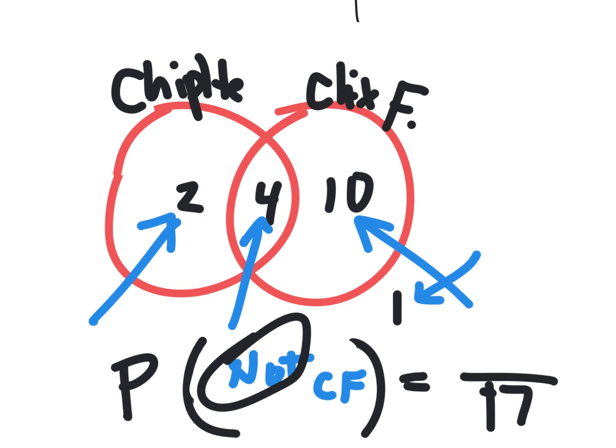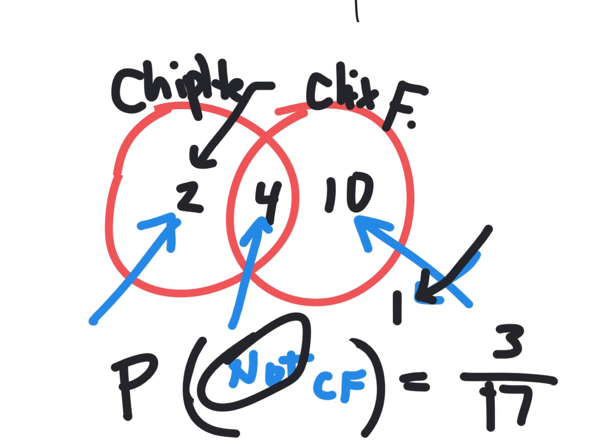Do you guys agree there's 17 people possible? Then, if I don't want Chick-fil-A, you can ask each group. Do you like Chick-fil-A? No. Oh, so they're in the group. They're in the not Chick-fil-A group. Do you like Chick-fil-A? No. 3 out of 17.